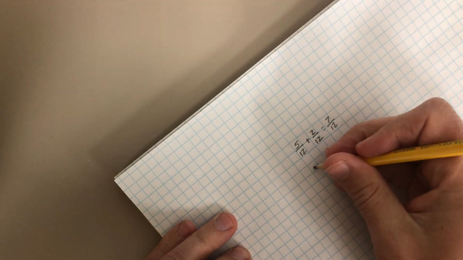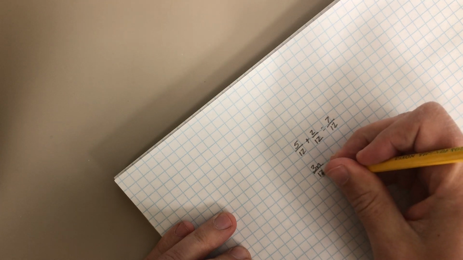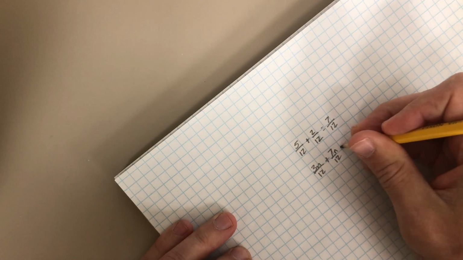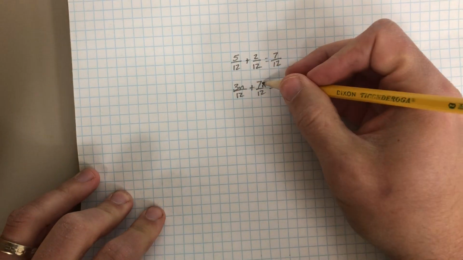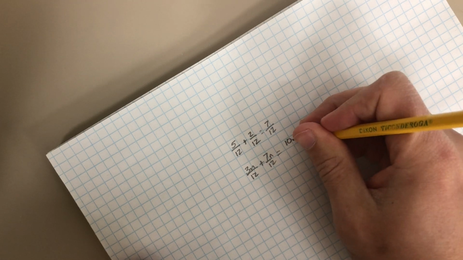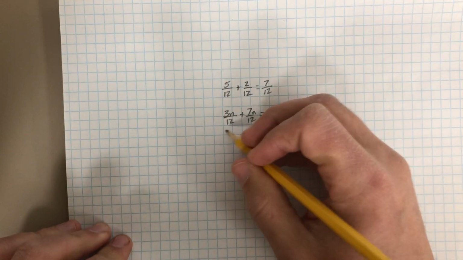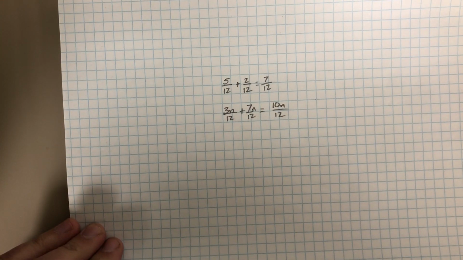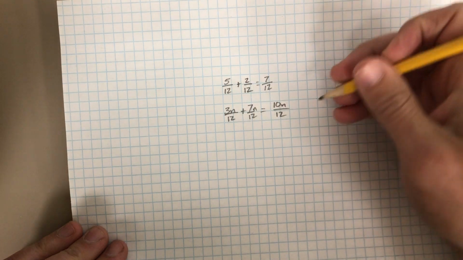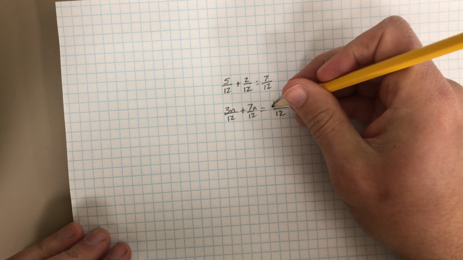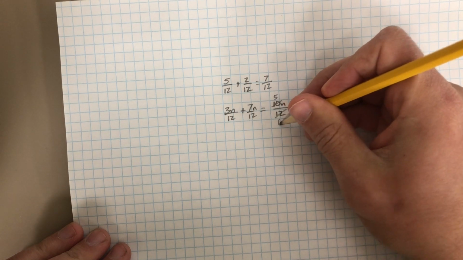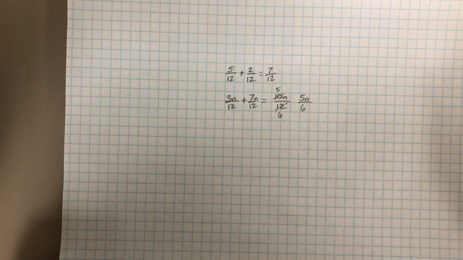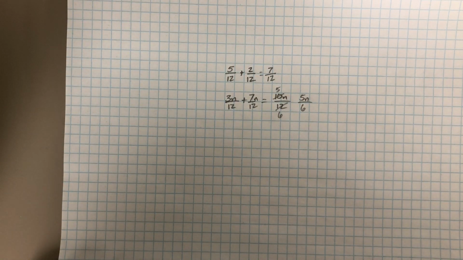So, if I have 3n over 12 plus 7n over 12, I can add 3n plus 7n, which would give me 10n, and my denominator stays the same. As long as I have a common denominator, I can add those. Now, I could reduce this as well. I can see that 2 goes in here 5 times and 2 goes in here 6 times. So really this could be simplified to 5n over 6. Okay? Let's take a look at another one.